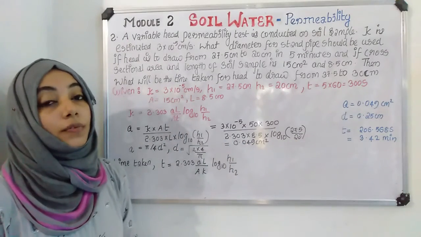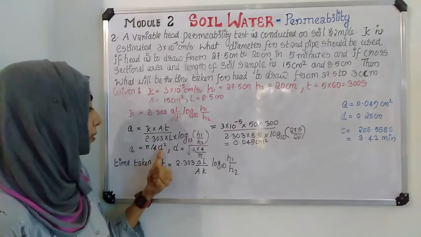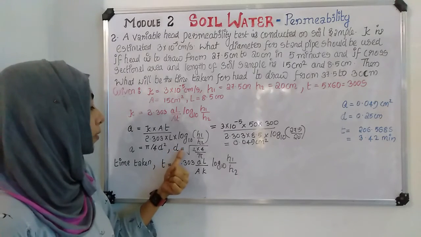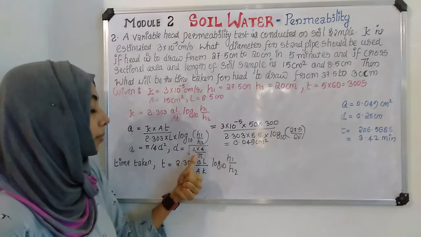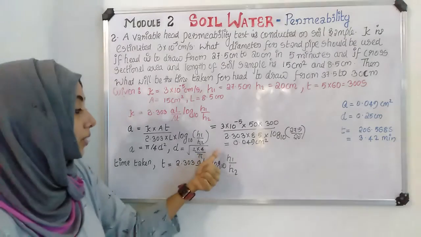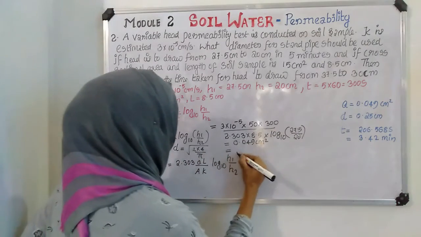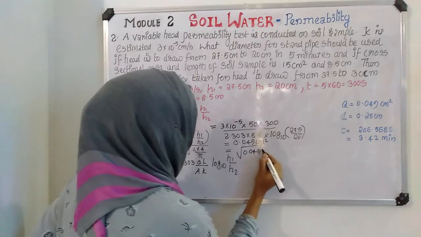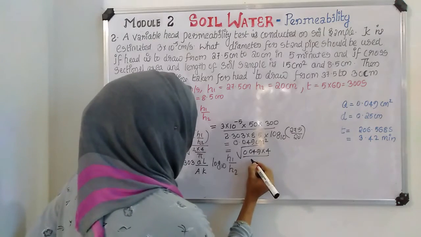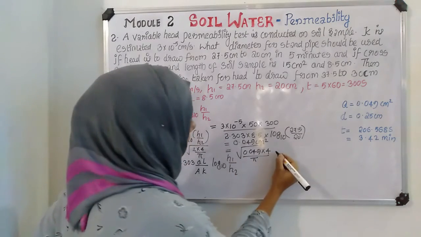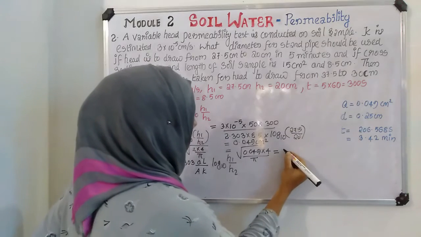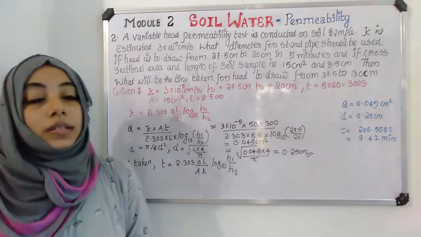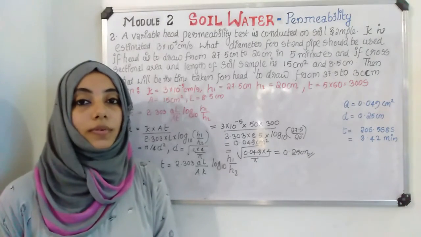We have the area of the standpipe a is equal to pi by 4 d square. Then the diameter of the standpipe, small letter d, is equal to root of a into 4 divided by pi. By substituting in this we are obtaining root of 0.049 into 4 divided by pi, or 3.14. Then we are obtaining the diameter equal to 0.25 centimeter. So we have calculated the diameter of the standpipe.